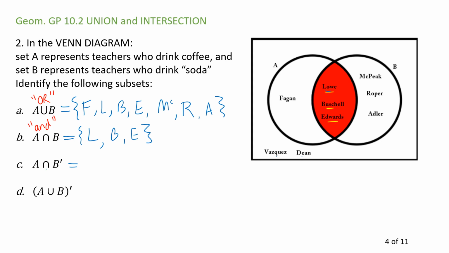Well, how about this half moon thing? It's A and not B. I'm bringing in coffee, but if you drink soda, you don't get any. So I'm only looking for the people who are in group A, but I don't want you if you're also in B. Remember, the little mark there means not.